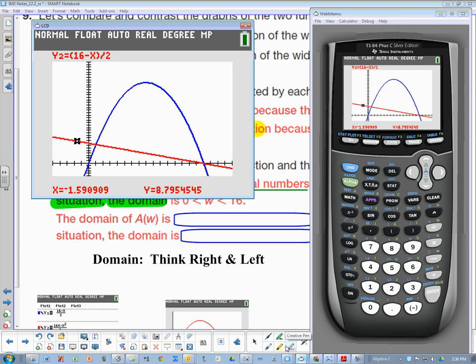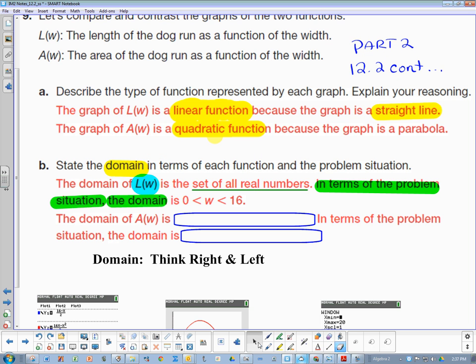So let's hit the trace button. We're going to go up to the blue. Let's see, trace. There we go. I need to come up. There I am. Now you'll notice, if we're just talking about the function, and this was not a real life scenario, then you could go left forever. Notice, it's going to continue to go to the left. You can't see it, but it's going to continue. And we could continue to go to the right. So the real domain of the function is the set of real numbers.